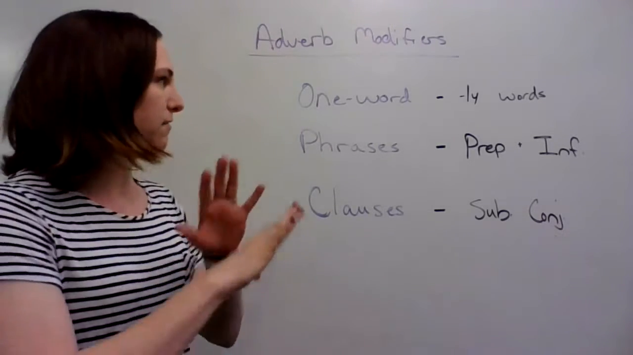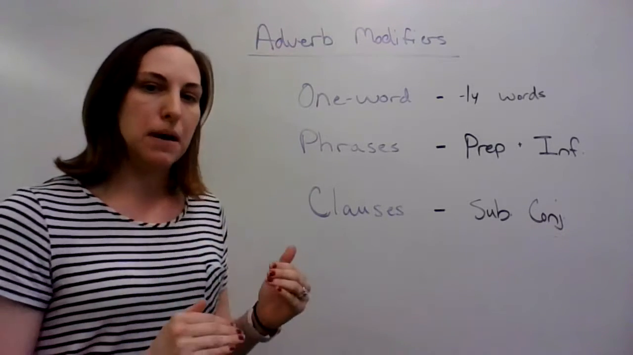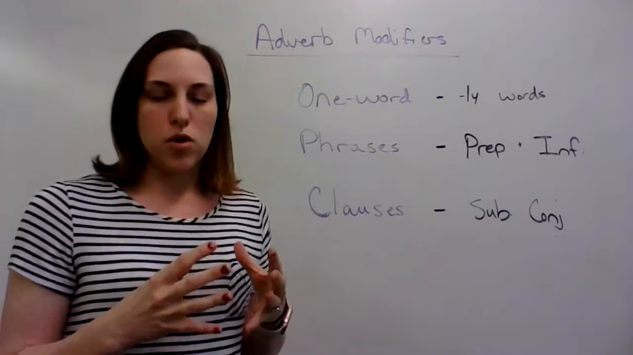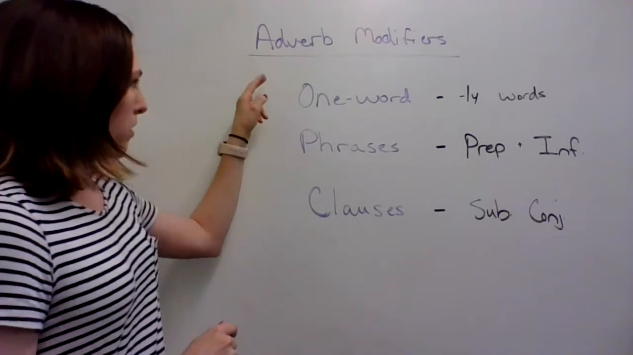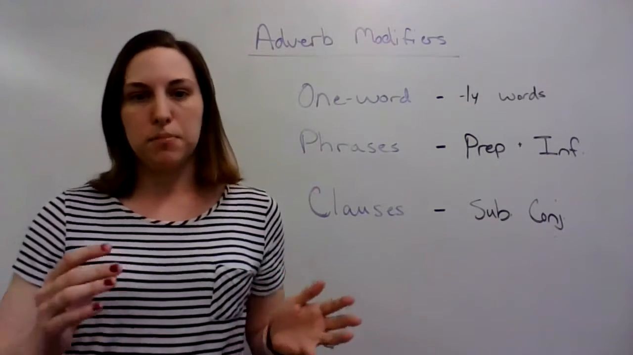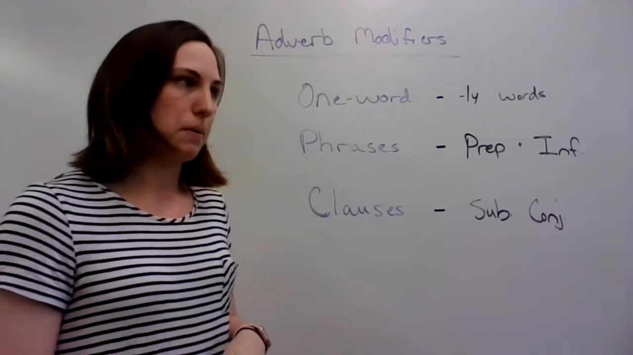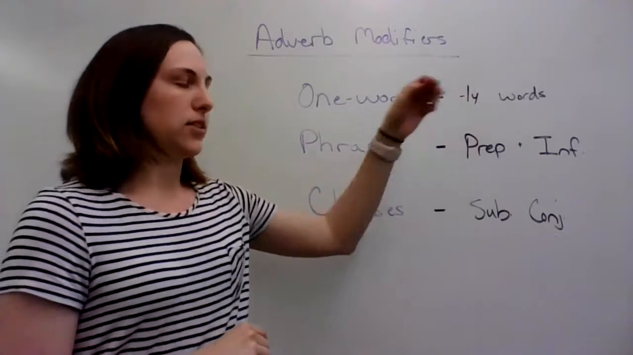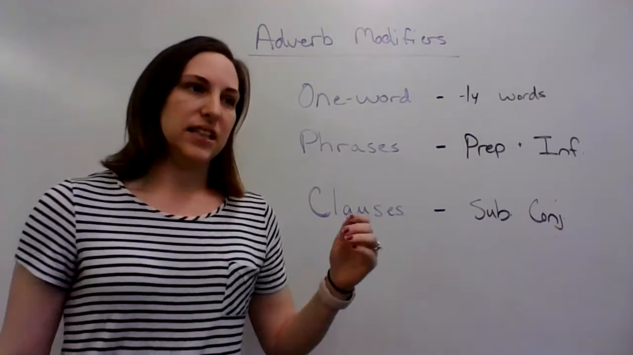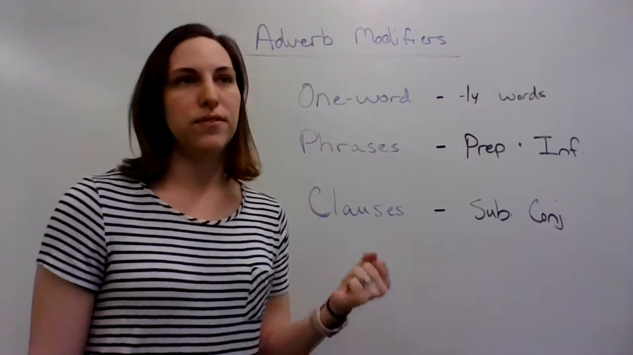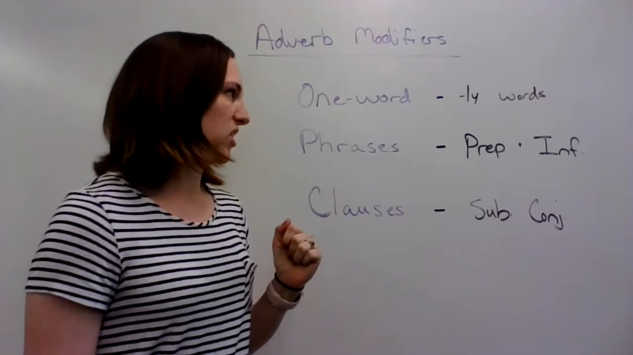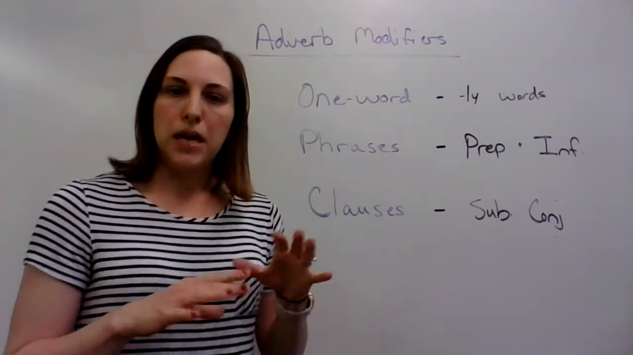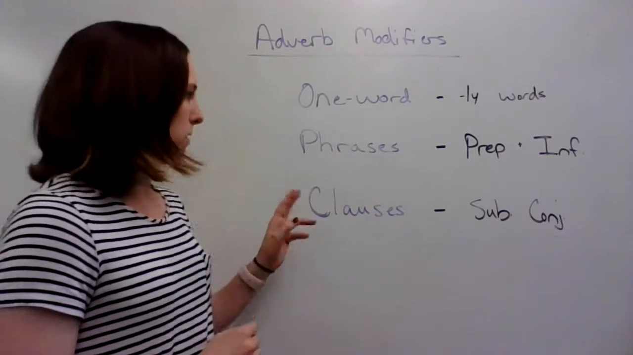So let me give you an overview. We've talked about these three things and how they work with adverbs. These are the three forms that an adverb can come in, as well as adjectives, if you remember from back then. They can be one-word adverbs, like the ly words: magnificently, beautifully, especially, and time words, yesterday, tomorrow. So adverbs can come as just one word.